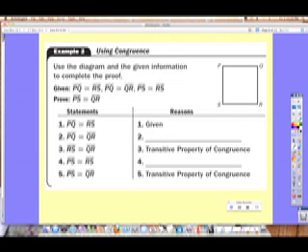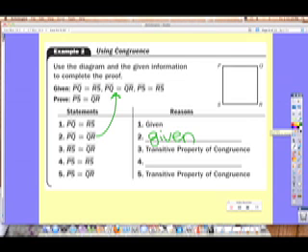Okay, next one they're saying transitive property. So what did they take out of number 1 and number 2? Do you see it? Yeah, they took out PQ. Take out PQ, you can say RS is congruent to QR.